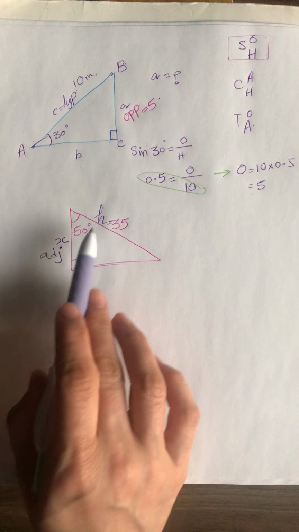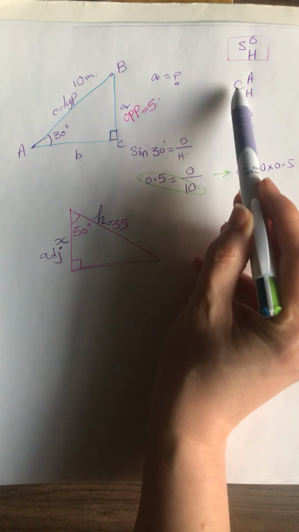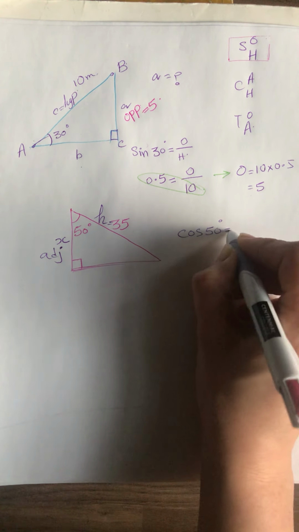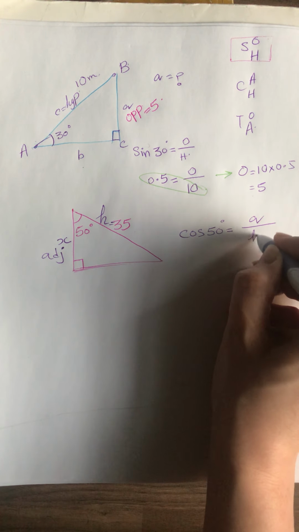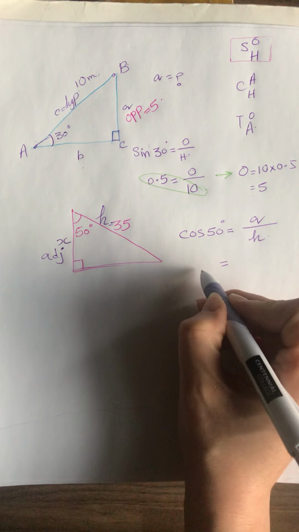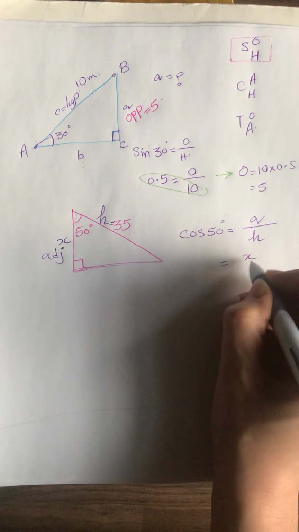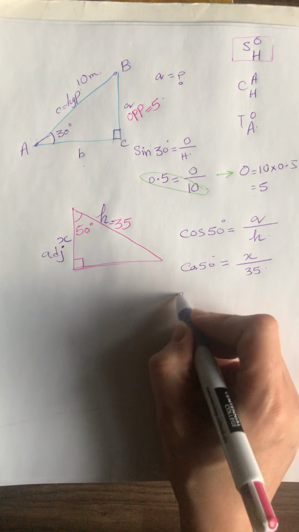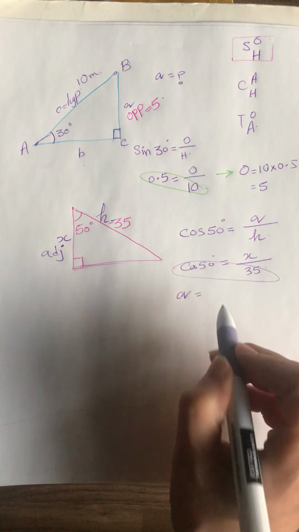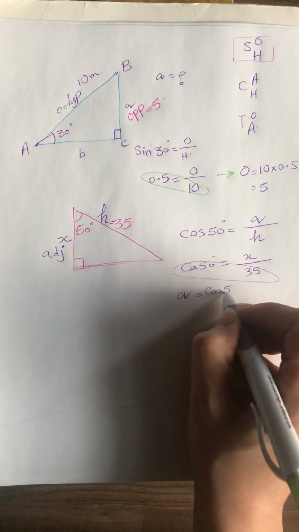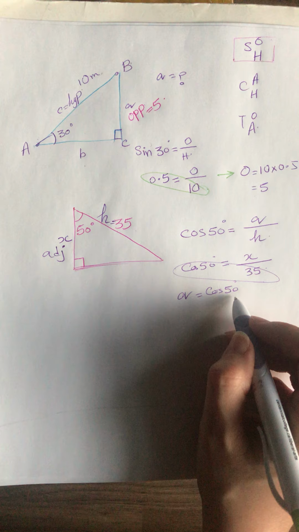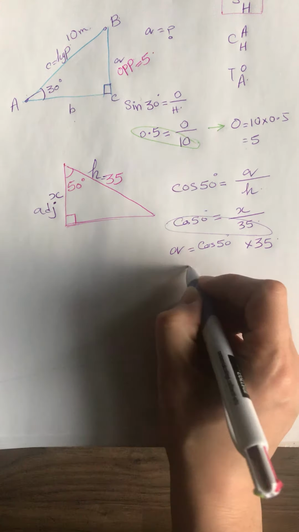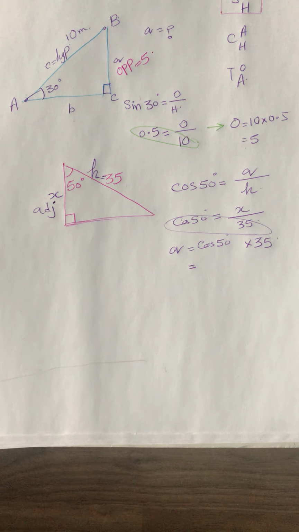So, adjacent and hypotenuse. Adjacent and hypotenuse is going to be cosine. So I'm going to say cosine 50 is adjacent over hypotenuse. Cosine 50, I need a calculator for that. Adjacent, I do not know. Hypotenuse is 35, so that's cosine 50. So adjacent is going to be, let's cross multiply them. Cosine 50, I'm going to use my calculator for that, multiplied by 35. And the answer is, you're going to tell me what the answer is.